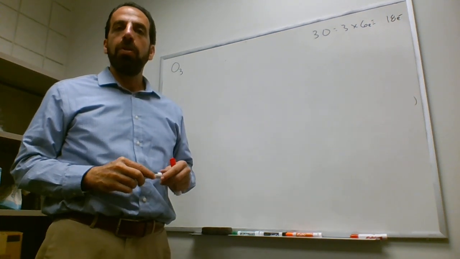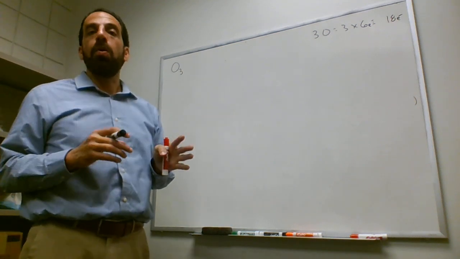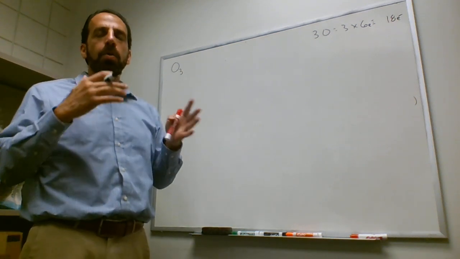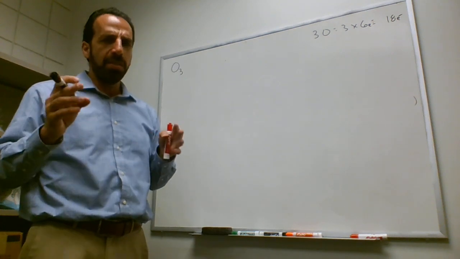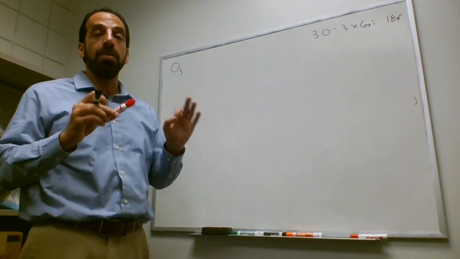So let's take a look at some Lewis structures. The first one we're going to look at is O3. That's actually ozone. I'm going to go through the Lewis structure rules for these because these are a little bit more complicated. First thing I want to do is count the number of valence electrons available.